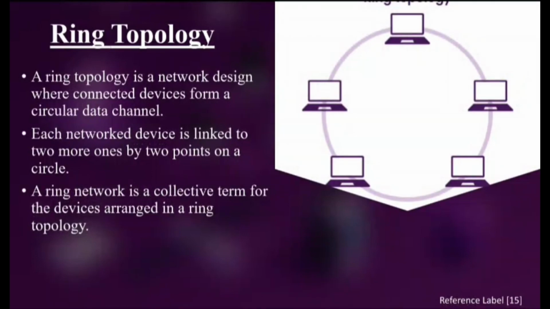Ring topology. A ring topology is a network topology where connected devices form a circular data channel. Each network device is linked to two others, forming a circle. A ring network is a collective term for the devices arranged in a ring topology.